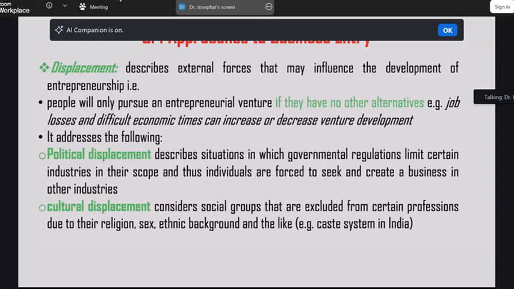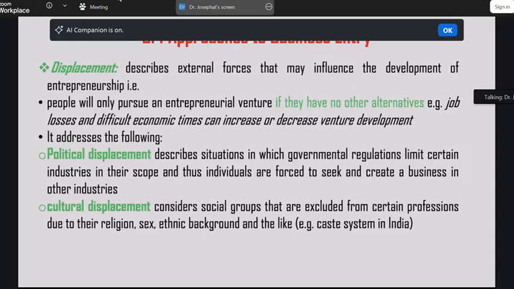This considers social groups that are excluded from a certain profession due to their religion, sex, ethnic background and the like. Example, the caste system in India. So tukiangalia India, kuna hizi issue sana za caste systems, kwamba wanakuwa excluded kutokana na shughuli fulani au maeneo fulani, au certain profession, kwa sababu yeye ana religion fulani au yeye ana sex fulani au yeye anatoka mahala fulani.